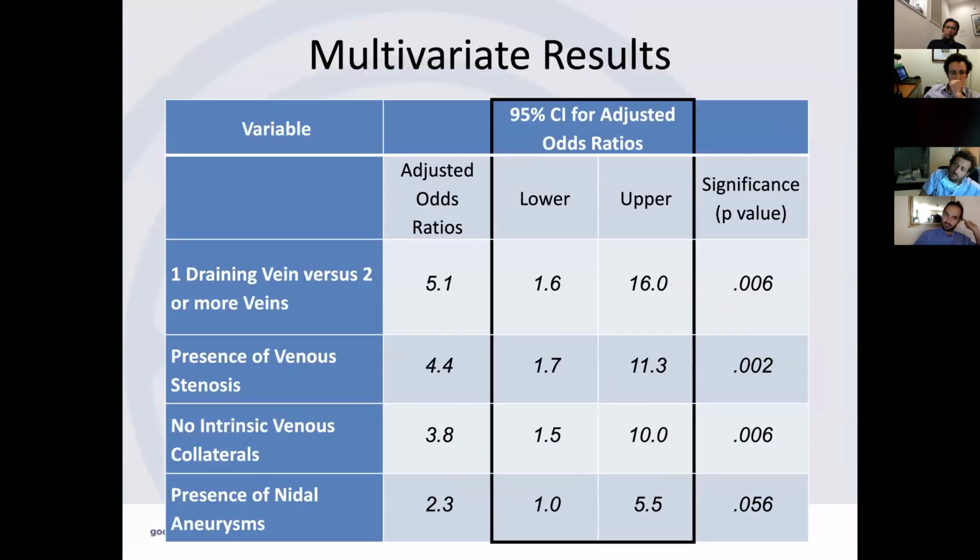So when we throw these into a multivariate logistic regression, you can see that all of these are statistically significant, and there's a trend towards significance for presence of nidal aneurysms, a little bit of a different feature without the same sort of physiologic implications. So the next thing we thought was, well, maybe some of those other features that both we and others have shown were statistically significantly associated with hemorrhage, such as small nidal size or deep location, maybe those were just heavily associated with these features that we thought had more of a physiologic significance.